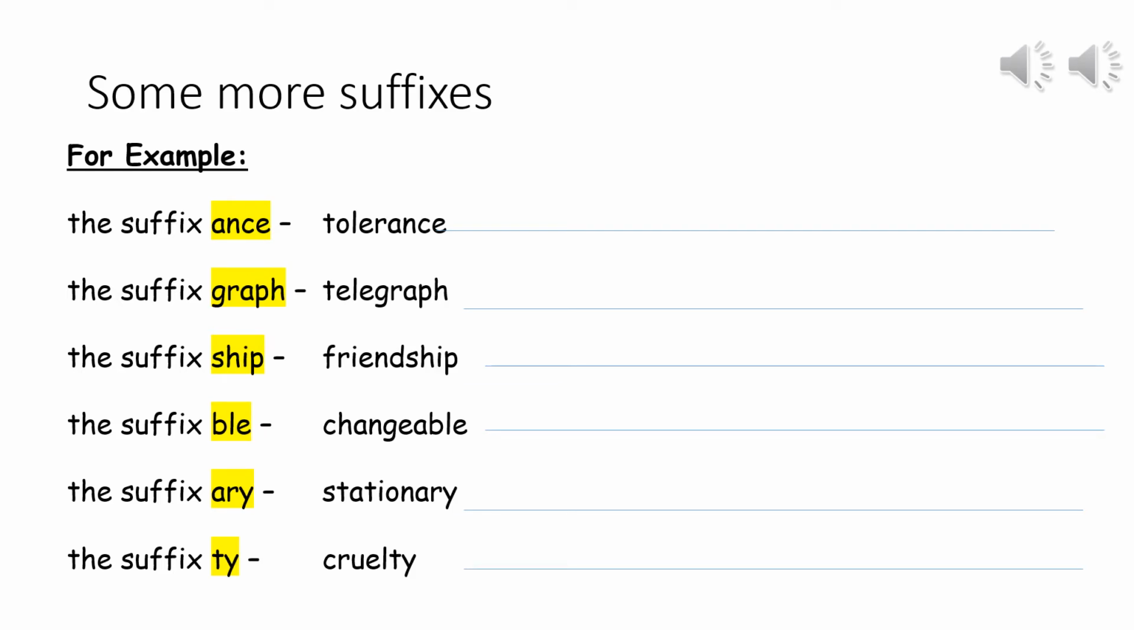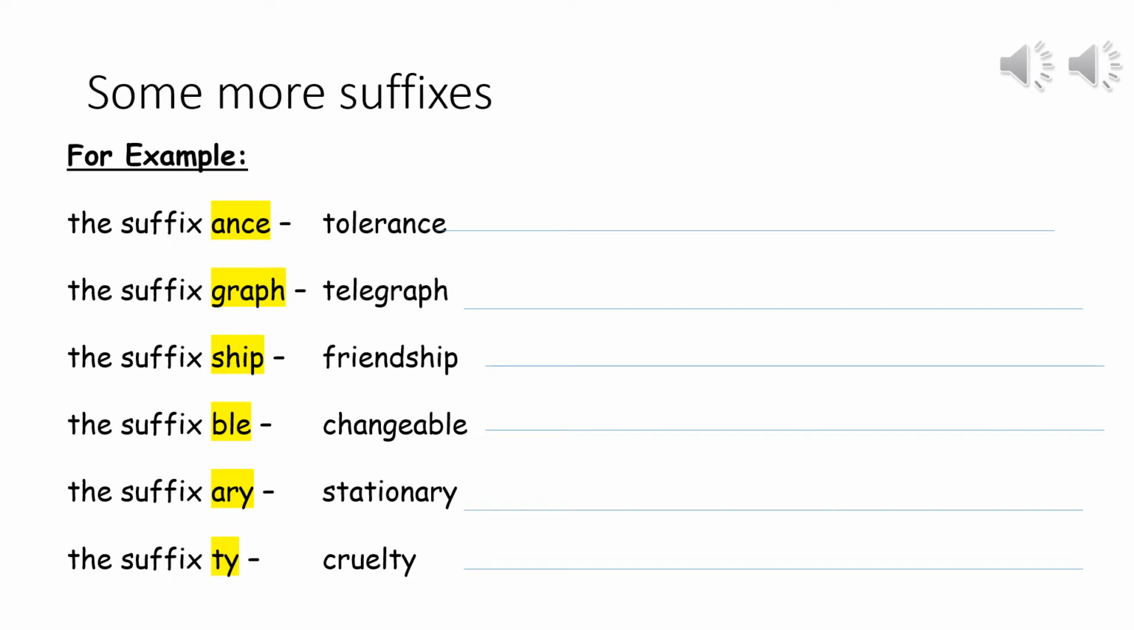Now here are some more suffixes for you to have some fun with. We've got the suffix "ance," tolerance; the suffix "graph," telegraph; the suffix "ship" for friendship; the suffix "able" for changeable; the suffix "ary," stationary; and the suffix "ty," cruelty.